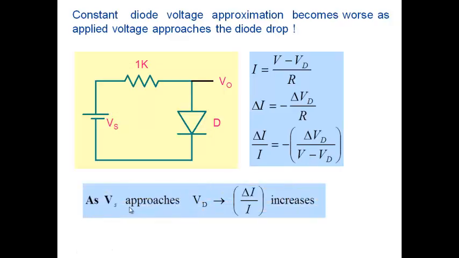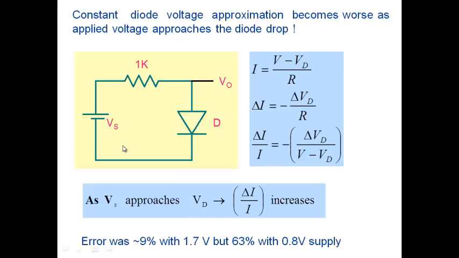So if, for example, as you can obviously see, if Vs approaches Vd, then my constant voltage approximation becomes very poor. For example, for this particular circuit, if I take Vs equal to 1.7 volt and do the analysis, I get a certain value of current, and accurate analysis gives me a certain other value of current, and the error is 9%. On the other hand, when I make Vs as 0.8 volt, now note that this Vs is 0.8 and the Vd is very close to it, so the errors are large, the errors become 63%.